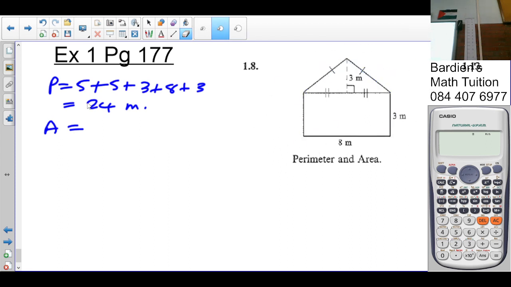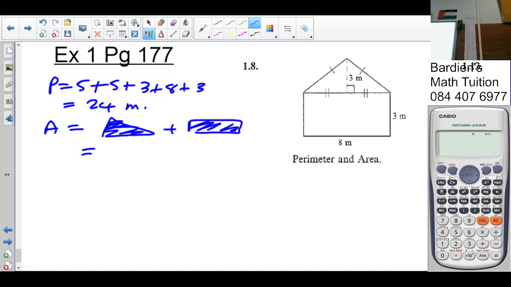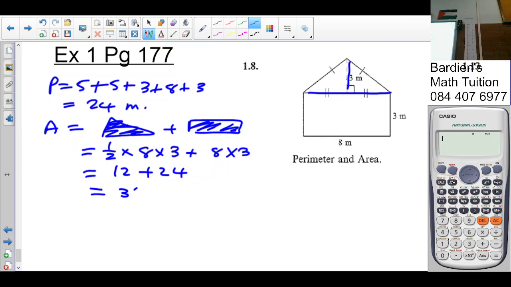If you're looking at the area, of course, it is made up of two basic shapes, a triangle and a rectangle. So how do you calculate the area of a triangle? Half base times height. So what's the base here? 8. And its perpendicular height? 3. Plus the area of the rectangle, its length, which is 8, times 3. So it's half times 8 is 4, times 3 is 12, plus 24 is giving the answer of 36 meters. You guys have a calculator, so you can punch that in the calculator too.